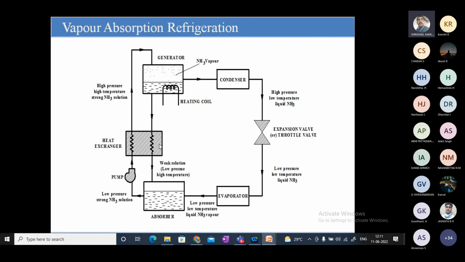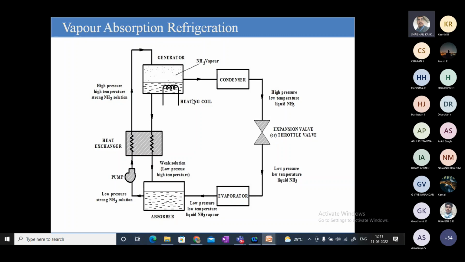At this heat exchanger, the heat of the strong solution which is coming from the generator, which will be entering the absorber, the heat of this will be transferred to these coils and it will become hot. That means the temperature of this strong solution will be increased. So the solution which is coming out of this heat exchanger will have high pressure, high temperature, strong NH3 solution. This high temperature, high pressure, strong NH3 solution enters the generator. The meaning of generator is that it will be separating the NH3 vapor and the weak solution.